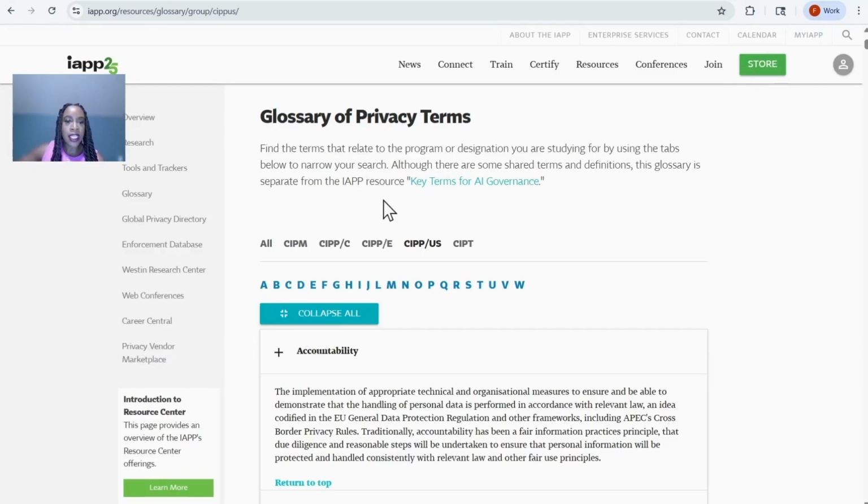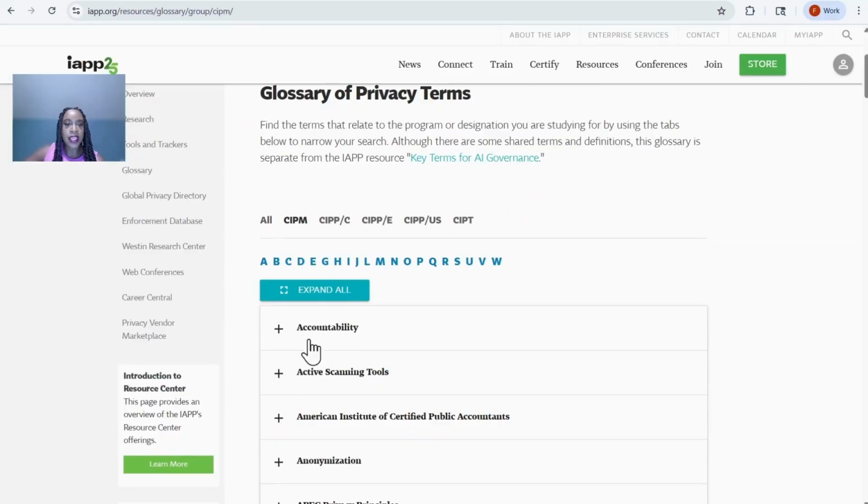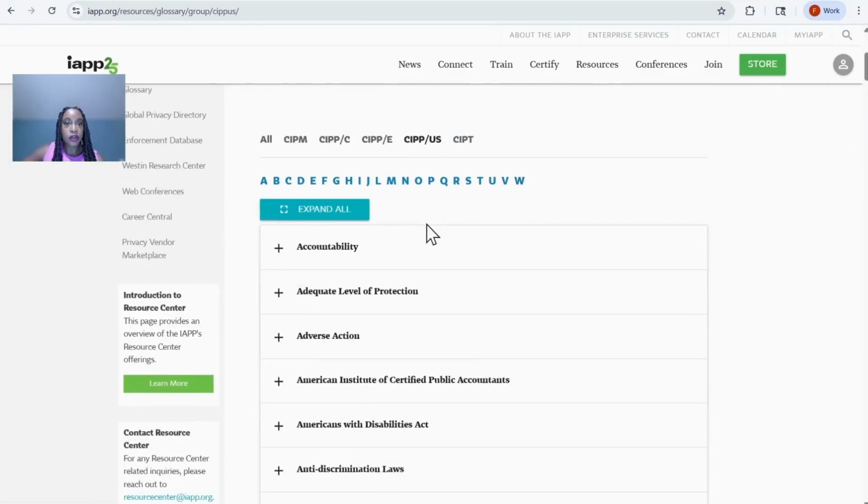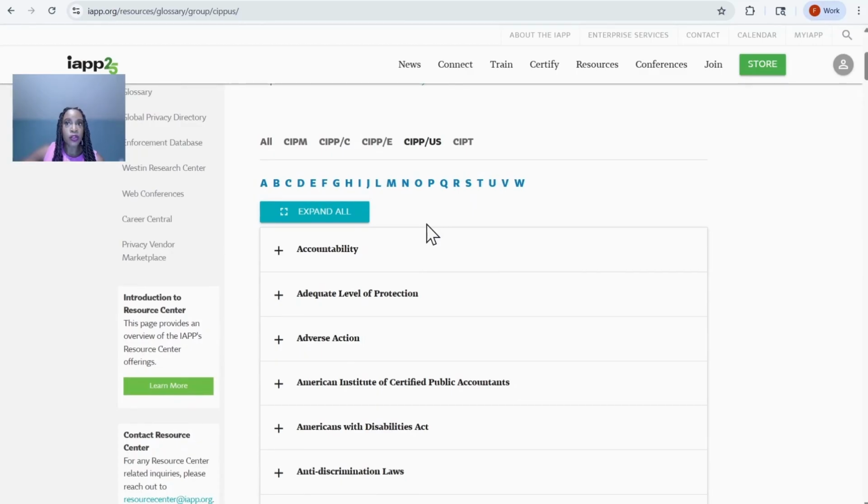And one thing that I like that's consistent amongst all of the certifications is we can see here for the CIPP/US, they talk about accountability. If you go to the CIPM exam, you're going to see accountability again. And I actually am going to go over some key terms that you're going to need to know based on all of the privacy certifications that I've taken and some of the ones that you guys are planning to take as well. But let's go back to the CIPP/US. So we've got the glossary of privacy terms. You should definitely reference this throughout your studies.